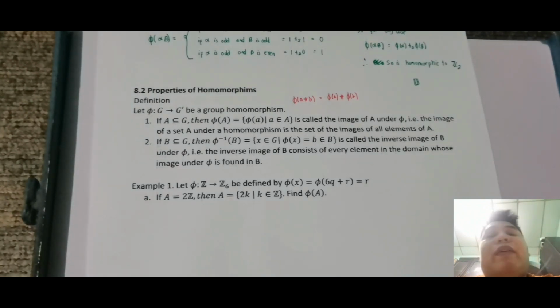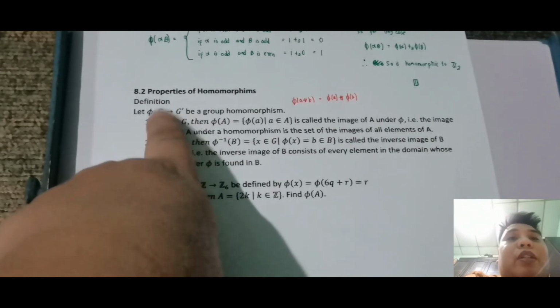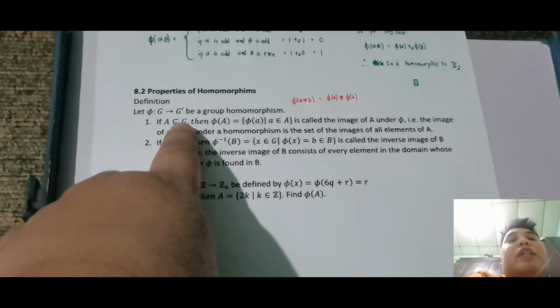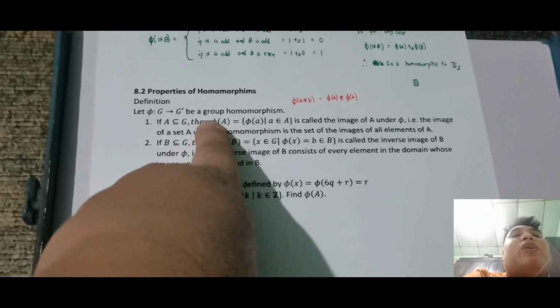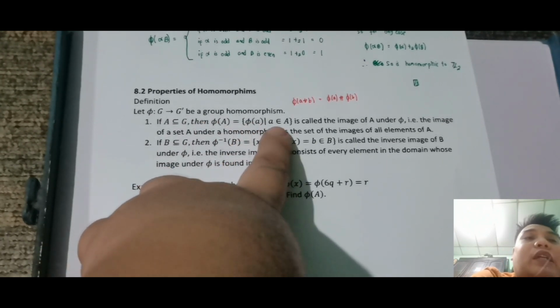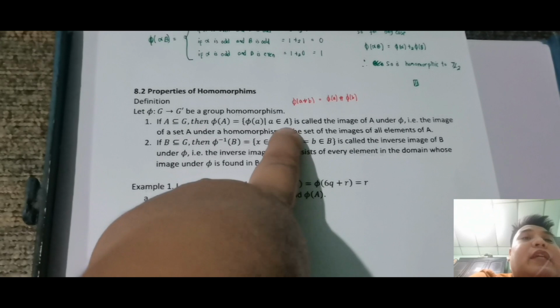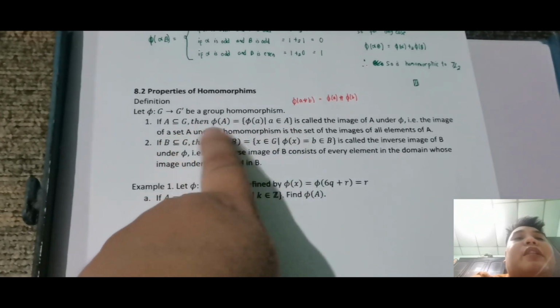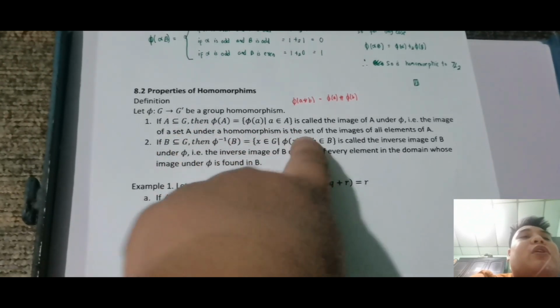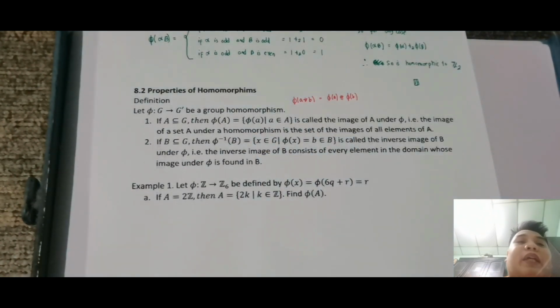Okay, so if A is a subset of G, assuming ito yung number 1, then P of A is equal to the set containing P of a such that a is an element of A, is called the image of A under P. That is, the image of a set A under a homomorphism is the set of the images of all elements of A. Mamaya explain ko yan.